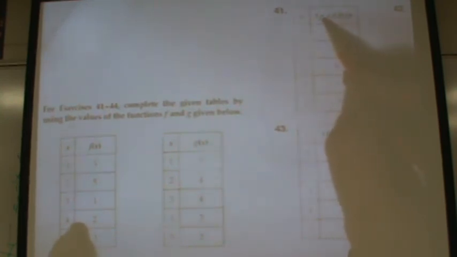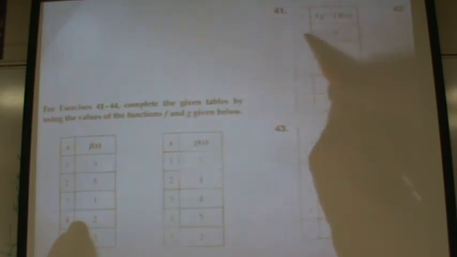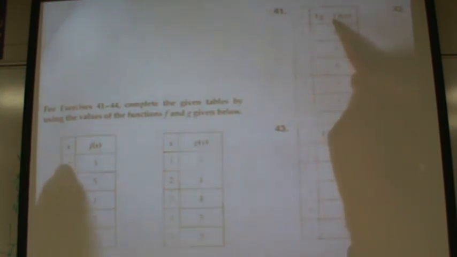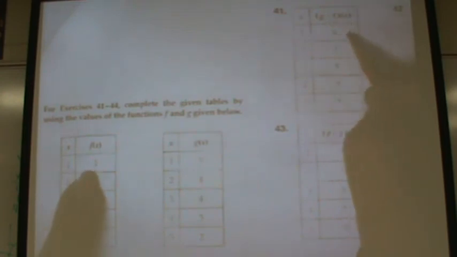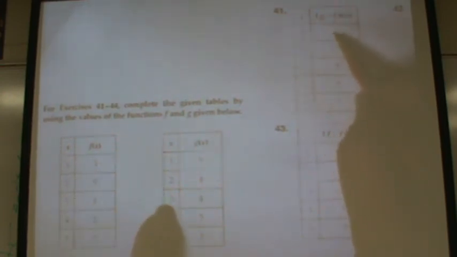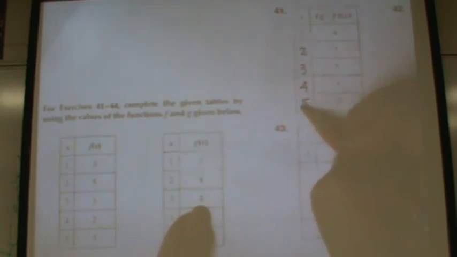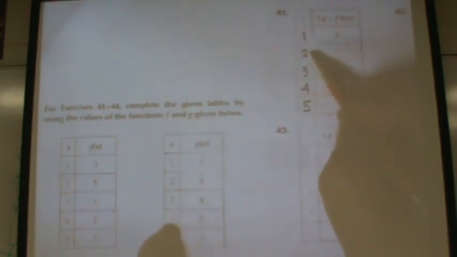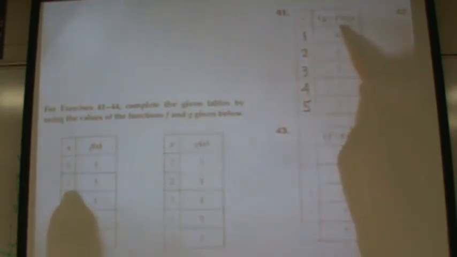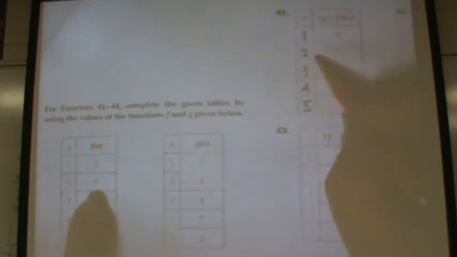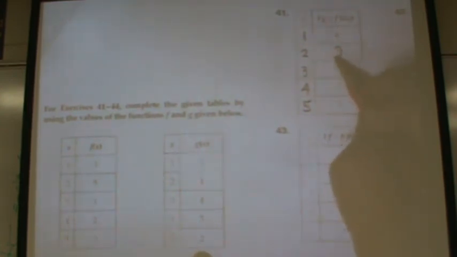It's asking you for g of f of x. So you're going to plug 1 into the f function. If you plug 1 into the f function, you get a 3. And then you're going to plug that 3 into the g function, and you get 4. So now we're going to try 2, 3, 4, and 5. So if you plug 2 into the f function, you get a 5. 5 into the g function, you get a 2.